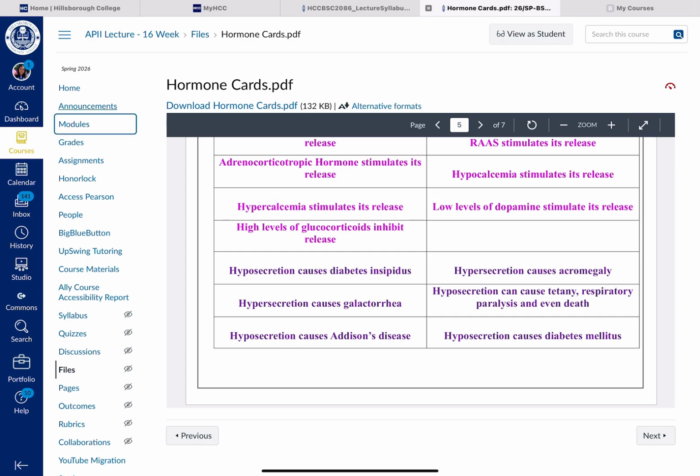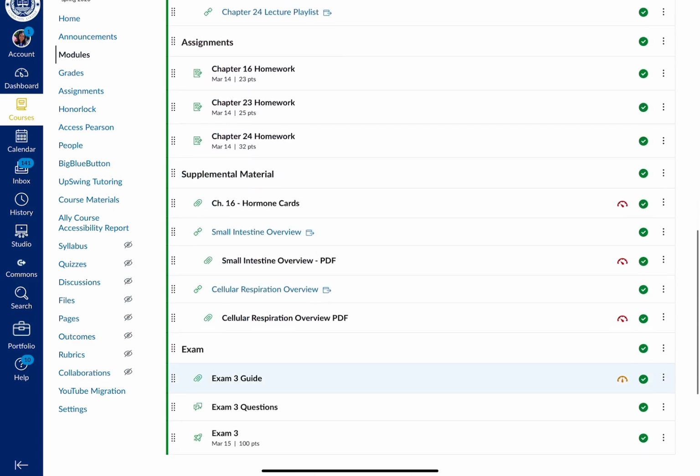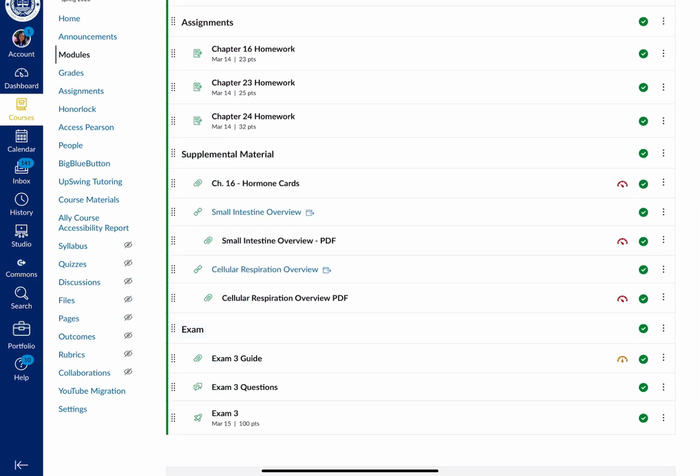Other things that I have, let me see. So small intestine overview video and the PDF for what I write. If you're struggling with understanding the role of the small intestine in digestion, then you might want to watch that video. And a lot of people who don't have a strong science background or maybe haven't taken a college biology course, cellular respiration is potentially new to you. So if it is, I encourage you to watch the cellular respiration overview video.